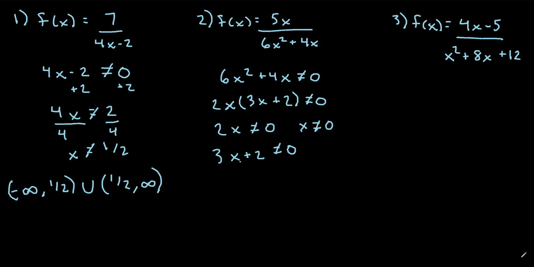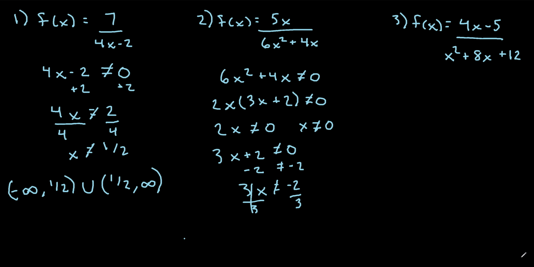So now on this one, to solve for x, we can subtract 2 on each side. So we've got 3x is equal to negative 2, and then we'll divide each side by 3. So x is negative 2/3. So in this particular example, x can be all real numbers except for 0 and negative 2/3. Because when x is equal to 0 or when x is equal to negative 2/3, this denominator becomes equal to 0, which means the whole function would be undefined.